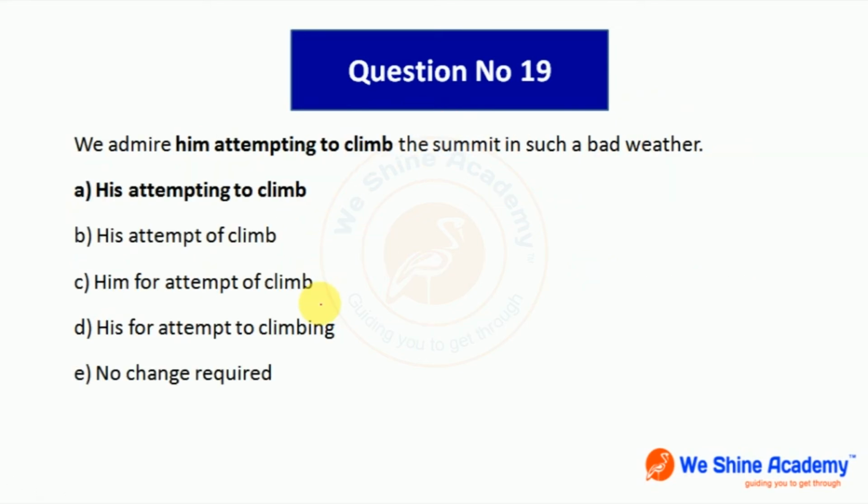Question number 19. We admire him attempting to climb the summit in such a bad weather. So they have talked about the person who attempt to climb the summit. So him should be eliminated and should be replaced as his. It's a possessive pronoun. Answer is we admire his attempting to climb the summit in such a bad weather.